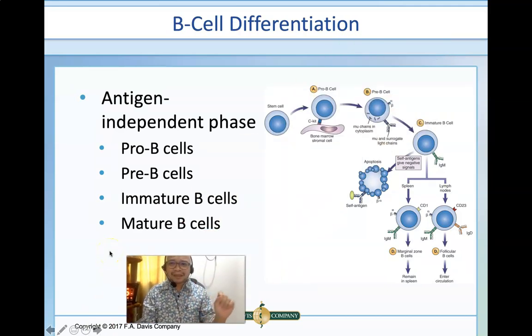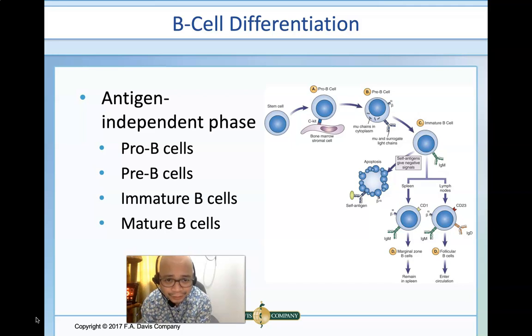In this particular process, we have the so-called antigen-independent phase. This is pre-B cells, immature B cells, and mature B cells. As you can see in the illustration, at the early stage of B cell development, during the so-called antigen-independent phase, by the way, the reason why we call it antigen-independent phase is because these B cells have not encountered antigen yet while they are in the bone marrow. Of course, the lymphocyte progenitor is the stem cell, and the stem cell interacts with the so-called bone marrow stromal cell.